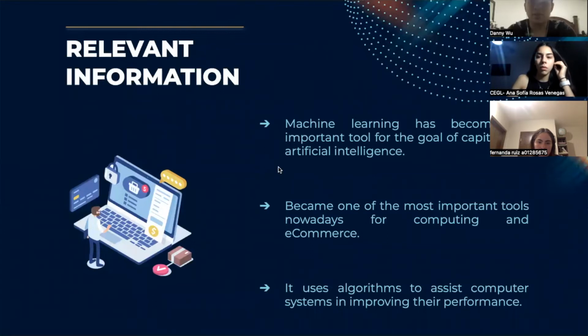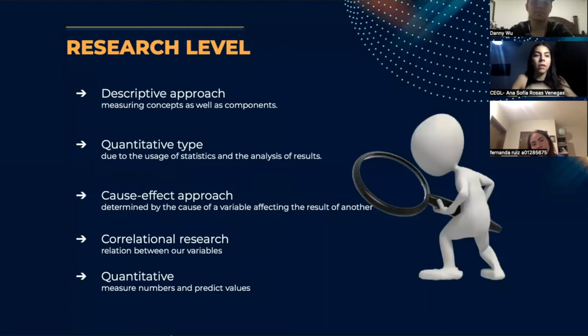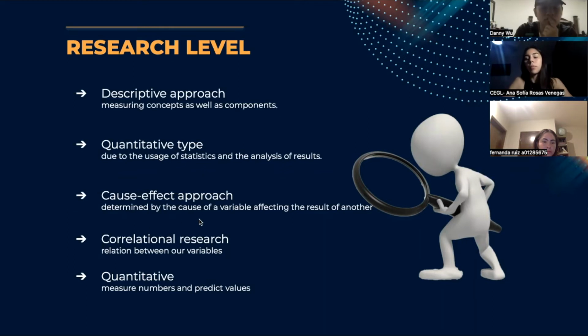And some relevant information is that machine learning has become an important tool for the goal of capitalizing artificial intelligence. It has also become one of the most important tools nowadays for computing and e-commerce. The research level is descriptive, measuring concepts as well as components. Quantitative type due to the usage of statistics and the analysis of results. Cause and effect approach, determined by the causes of a variable affecting the result of another. Correlational research, the relation between our variables, and quantitative, measuring numbers and values.